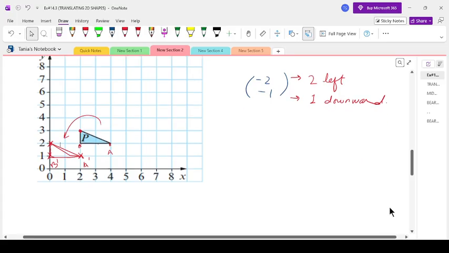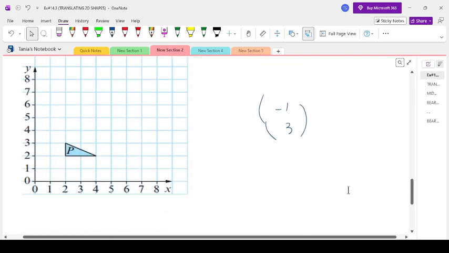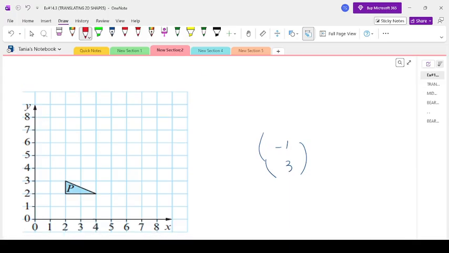Then we have the third column vector, and we need to drag this triangle by using 1 to the left and 3 in the upward direction. So if this is the point and we are dragging it 1 left, then it will be this, and in the upward direction 3. From this point we are moving upward 3, 1, 2 and 3.